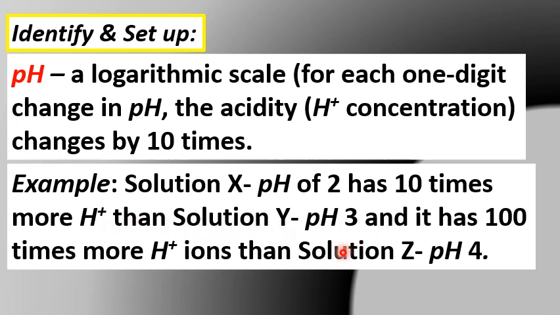And supposing you still have another solution Z, whose pH is equal to 4, we can also say that solution X has 100 times more positive hydrogen ions compared to solution Z.